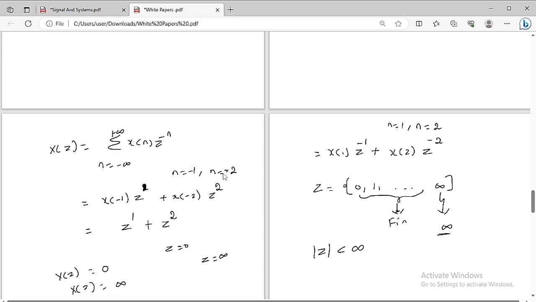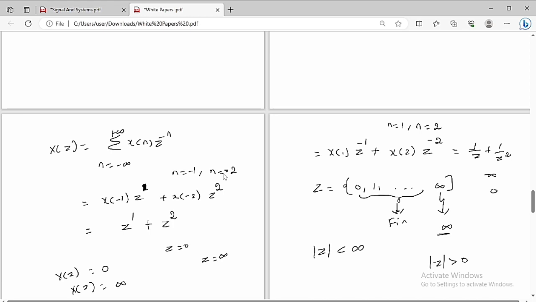Suppose x of 1 and x of 2 are both 1. So you are going to get 1 by z plus 1 by z square. Then if you substitute z equal to 0, we are going to get infinity. If you substitute z equal to infinity, we are going to get 0. So in this case, what is the ROC? The ROC is everything except z equal to 0. Because if you substitute 0, you are going to get infinity. So z greater than 0 is the ROC.